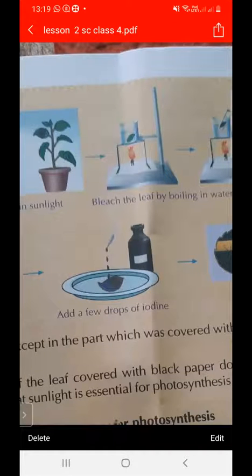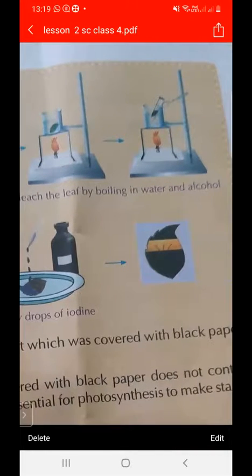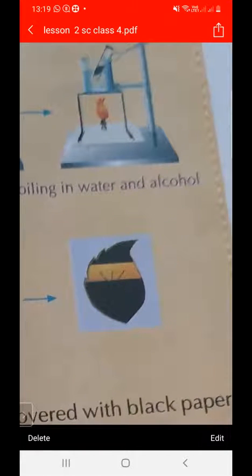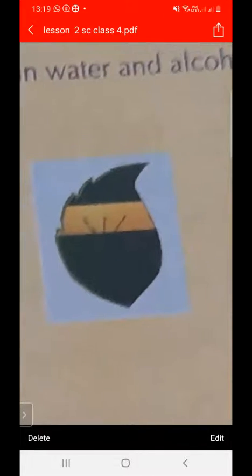Then we will put some iodine solution on the leaf. This shows that the middle part of the leaf, which was covered by black paper, does not turn blue black, because there is no starch in it. The portion which was not covered with black paper turns blue black.